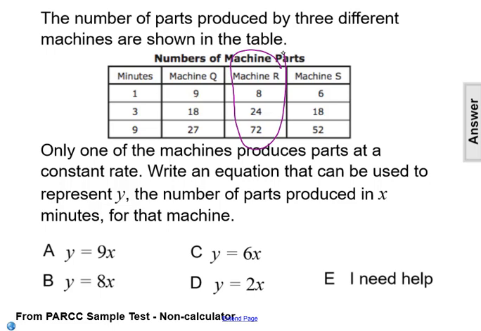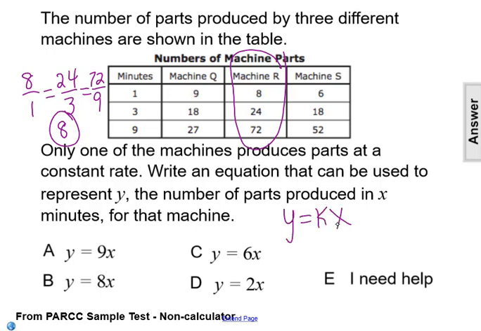So now we want to write the equation that can be used to represent the number of parts produced, y, in x minutes for that machine. Let's look at those ratios again. We had 8 over 1, 24 over 3, and 72 over 9, and we said they were all equivalent. They all equal 8. So the constant of proportionality is 8. If we have our equation, y equals kx, that's the equation in the format we use for this constant proportional relationship, we can input that k is equal to 8. So our answer would be y equals 8x for machine R, making our answer choice B.